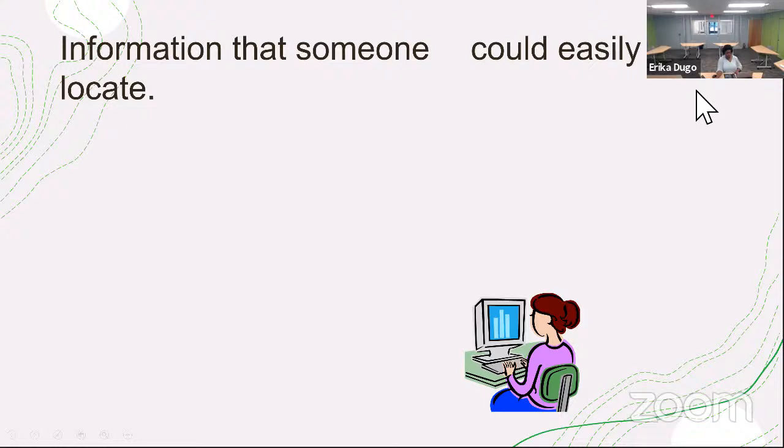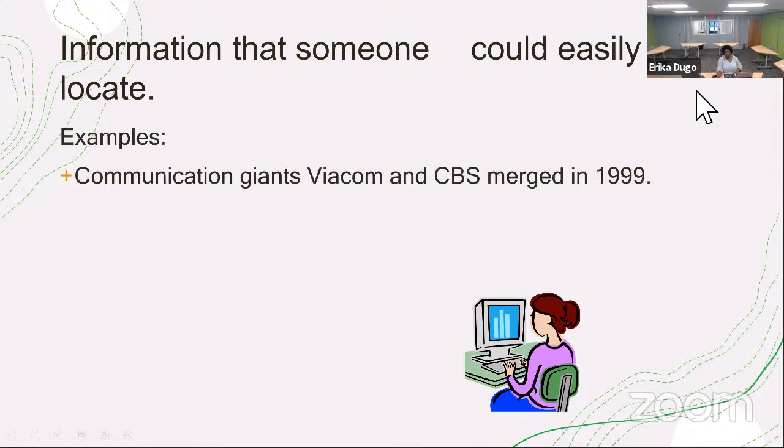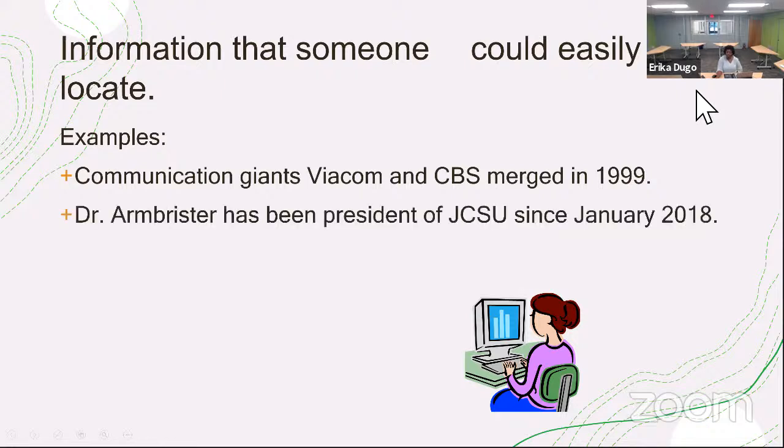Also, any information that someone else could easily locate. An example would be that the communication giants Viacom and CBS both merged in 1999, or that Dr. Armbruster has been president of JCSU since January 2018. Both of these are examples of information that anyone could easily locate. So you don't need to reference those things or add a citation for them in your paper.